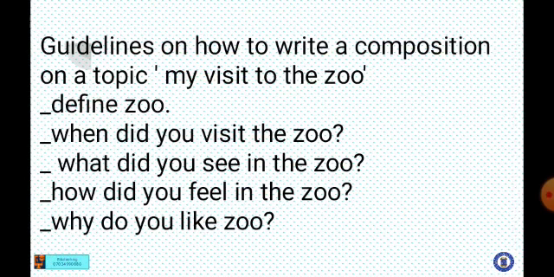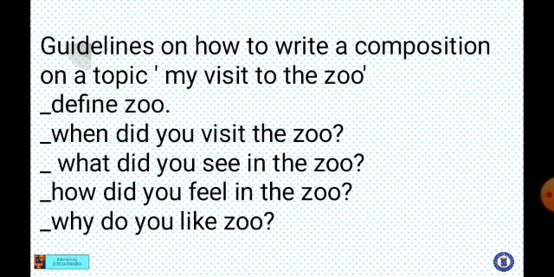Then the next one is, when did you visit the zoo? You have to state the time when you visited the zoo. Number 3, what did you see in the zoo? You have to list the items or the kinds of animals, their names. All those things that you saw in the zoo, you have to state in your composition.